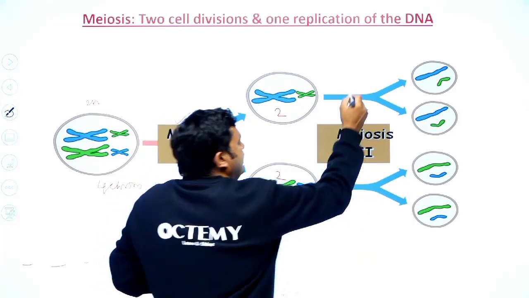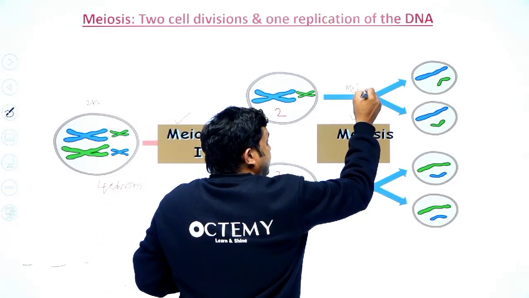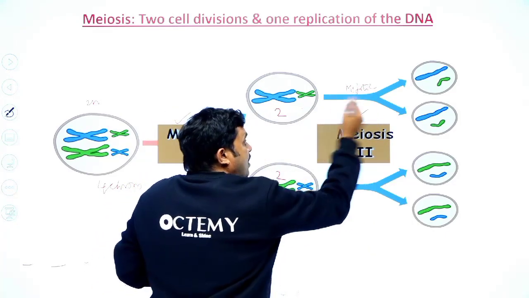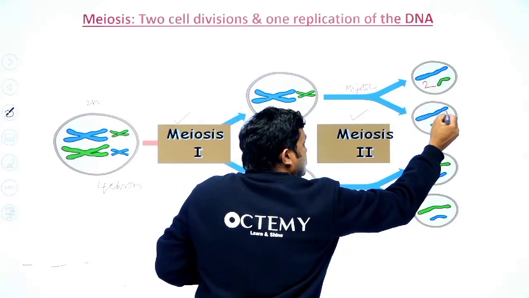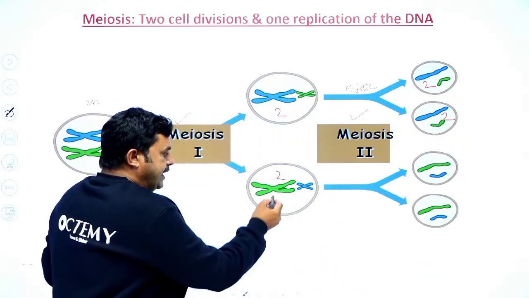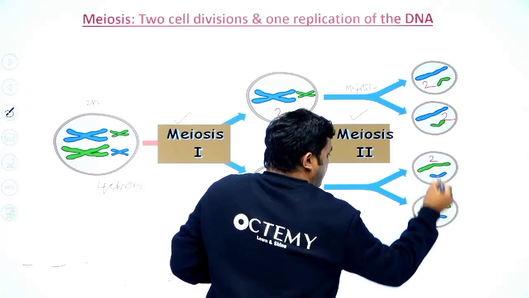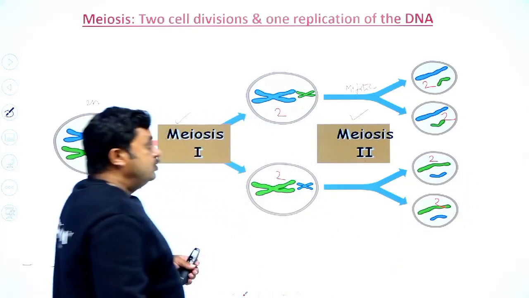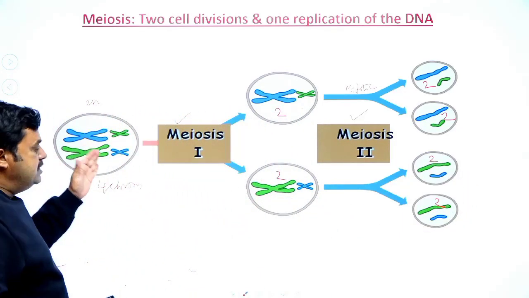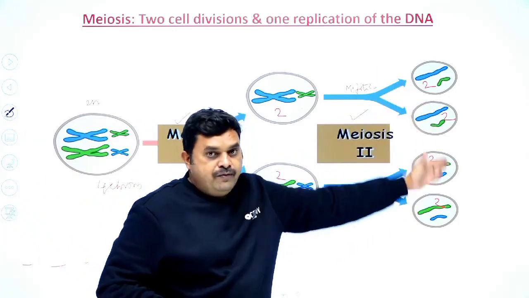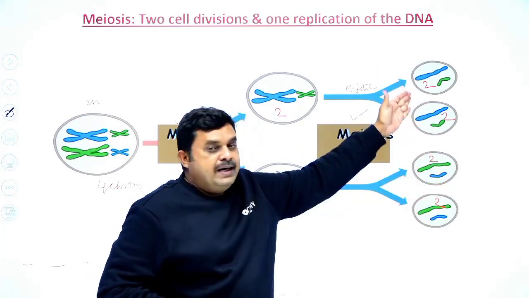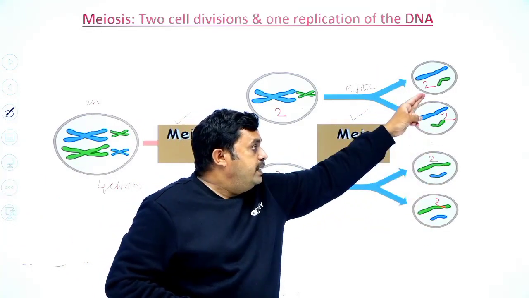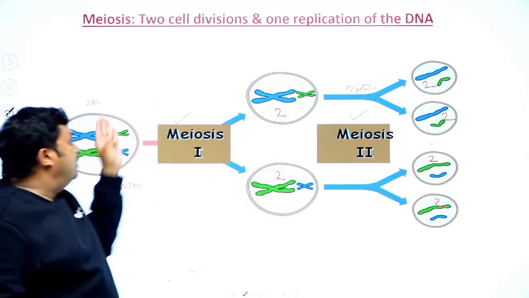It is equal to the mitotic division. It forms two cells with 2 chromosomes each. Again this cell divides and forms 2 cells. So at the end of meiosis, 4 gametes will be formed. Each gamete contains only half of the chromosomes of the mother cell.